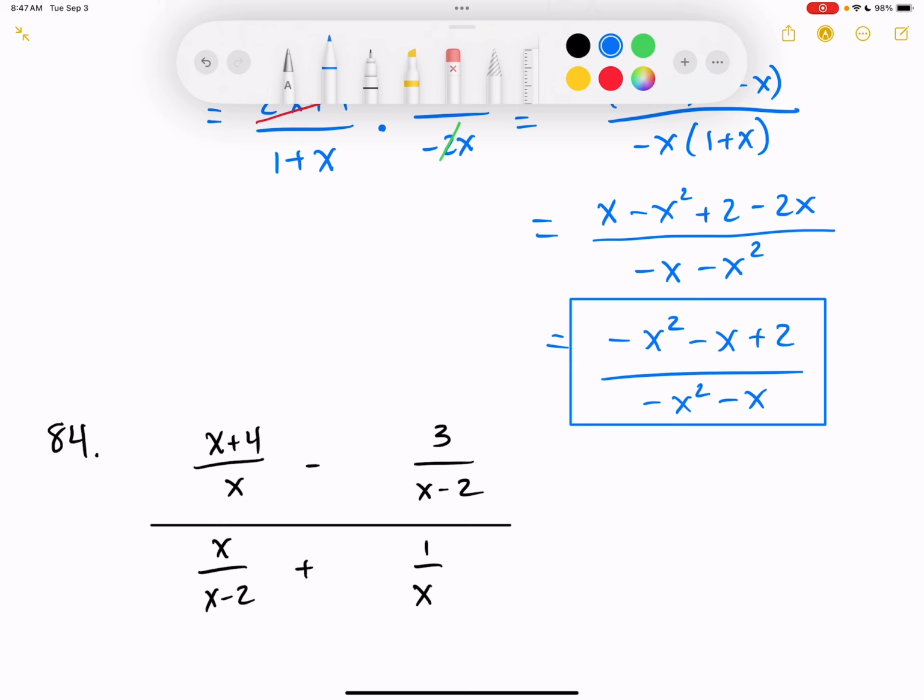Up here with the first one, I'm multiplying by x minus 2, top and bottom, like up that little fraction. Over here, I need to multiply by x, so x over x. And then same thing on the bottom, but reverse order: x over x, and x minus 2 over x minus 2.